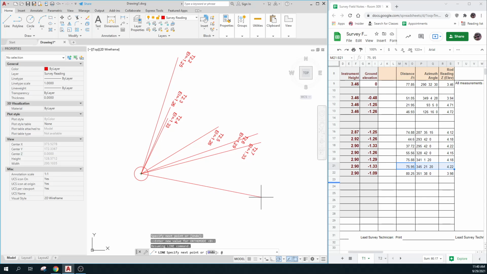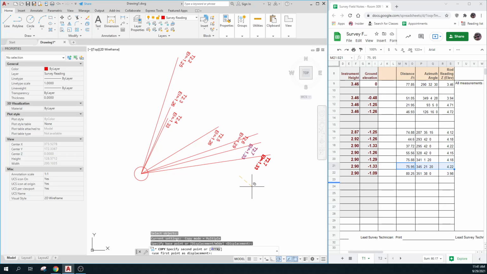And your last point, which we're going to use next week, where we're at, 80.25 at an angle 351 degrees, 38 minutes, 0 seconds. And that one was the post, or the corner of the wall or whatever. Oops, that was a copy, not a move. So this is really what you do as you develop your work.